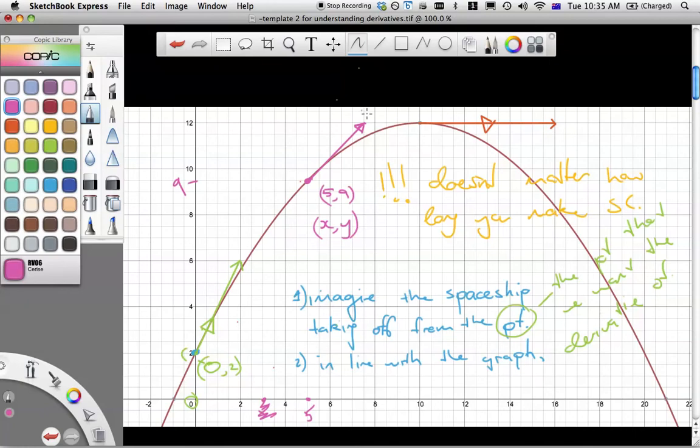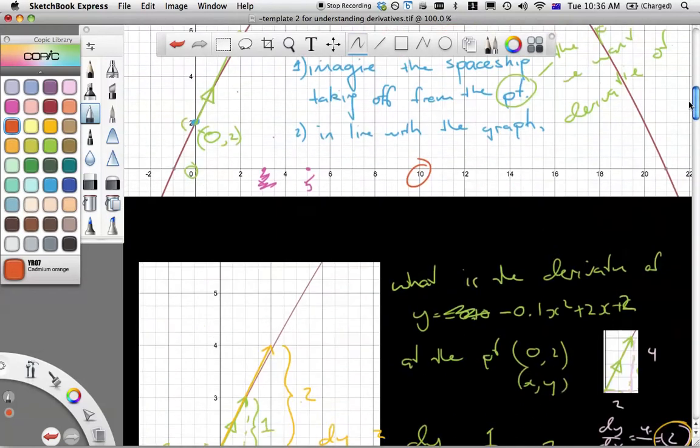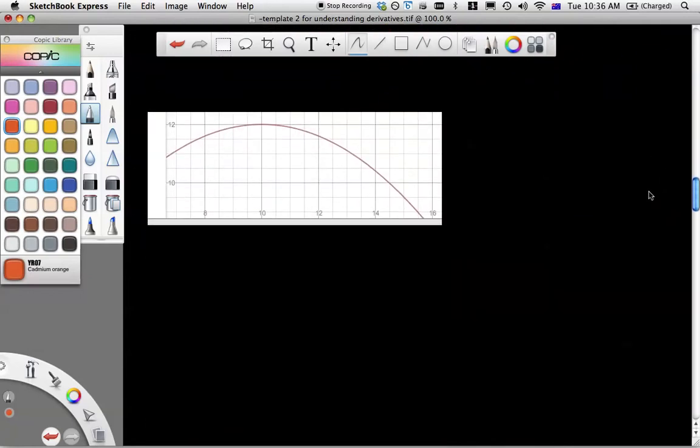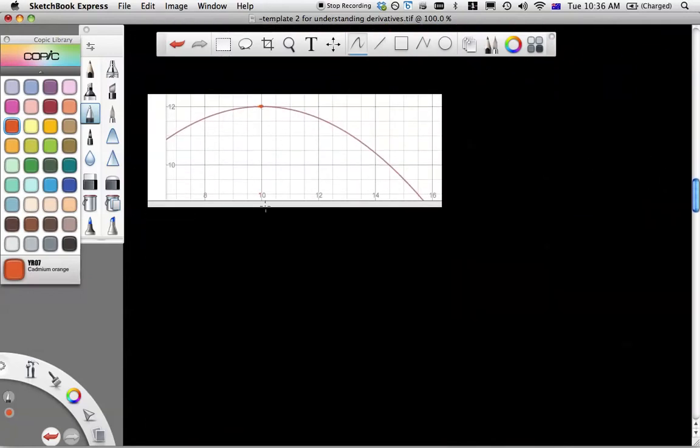When we're just looking at this top, we're looking at this point, which is 10 and 12. X, Y, Z, X before Y. So we've got 10, 12, and we're launching our spaceship. It's got to be in line with the graph. Doesn't matter how long it is.